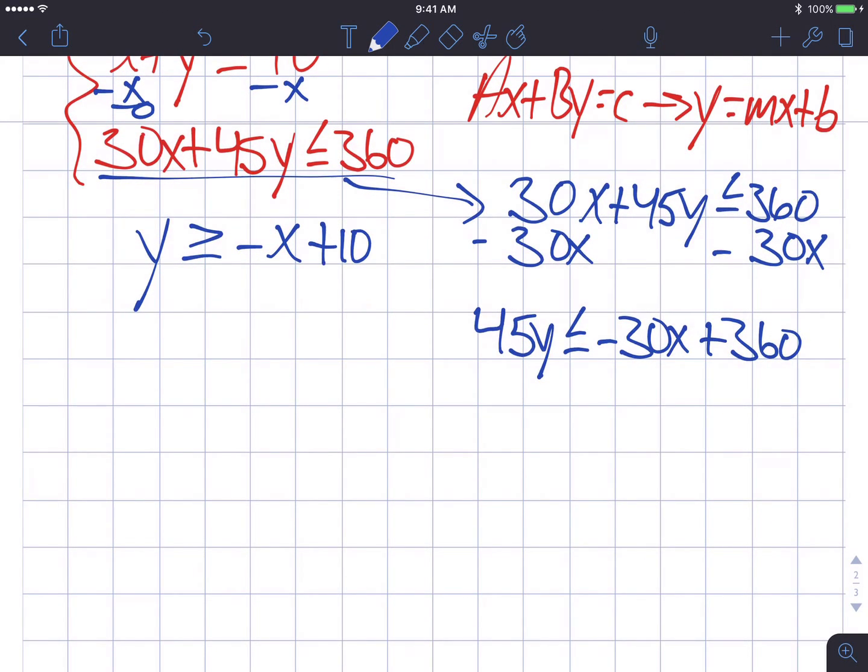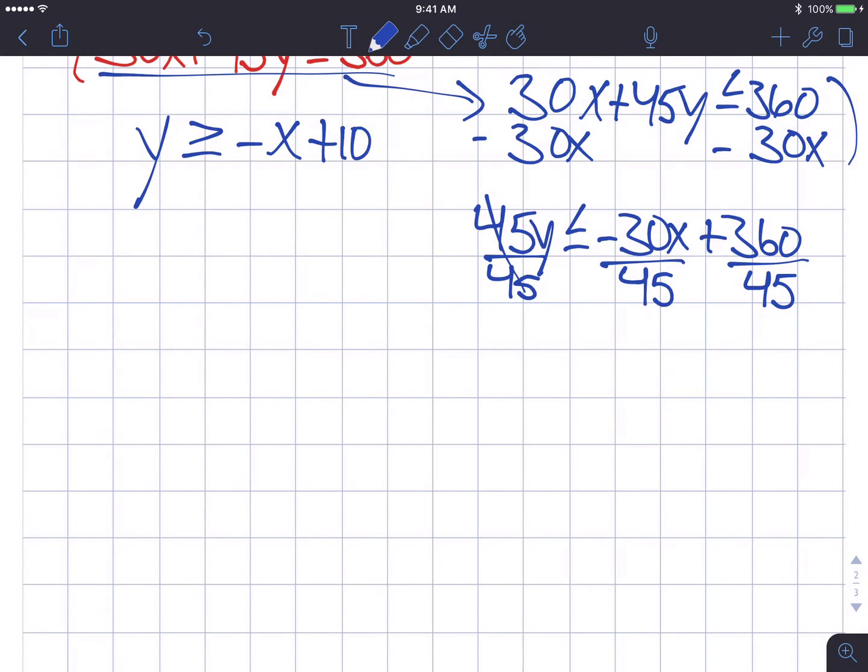Okay? Remember that you can't subtract these because the 360 is just a number and 30x has the variable x in it. So now we want to get y by itself. We're going to divide by 45. And what you do to one side, you do to the other. Okay. So we're going to get y less than or equal to negative 30 over 45.